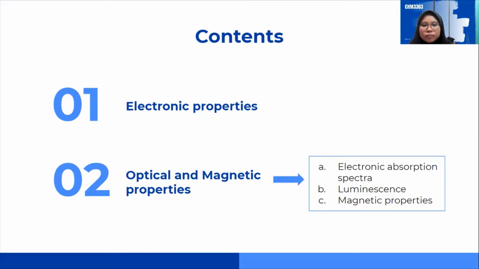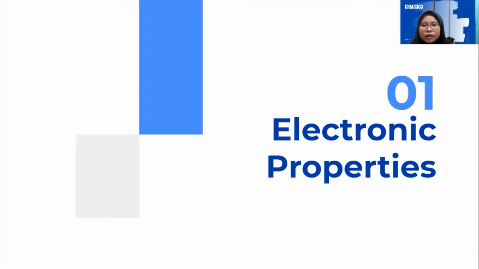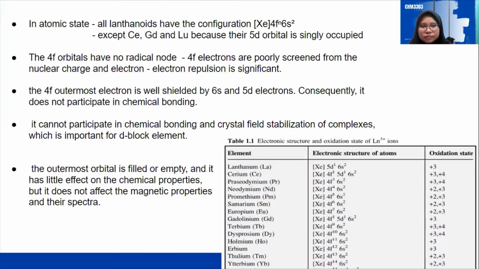So in our part, we present about the electronic properties and the optical and magnetic properties, which contain the electronic absorption spectra, luminescence, and the magnetic properties. In my part, I will present about the electronic properties.